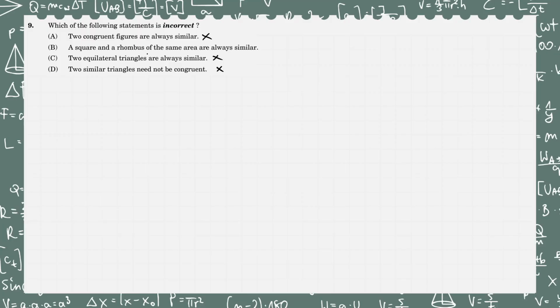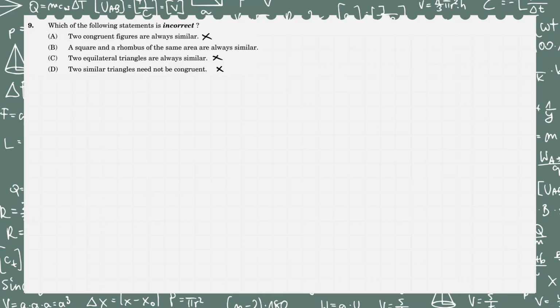A square and a rhombus of the same area are always similar. This is not at all true, because a square has all four sides equal. A rhombus also has all four sides equal. That is okay. But what about the angles? A square has all the angles as 90 degrees, but a rhombus won't have all the angles equal. Only the opposite angles are equal. So we can't say the angles are equal in both the figures, right?